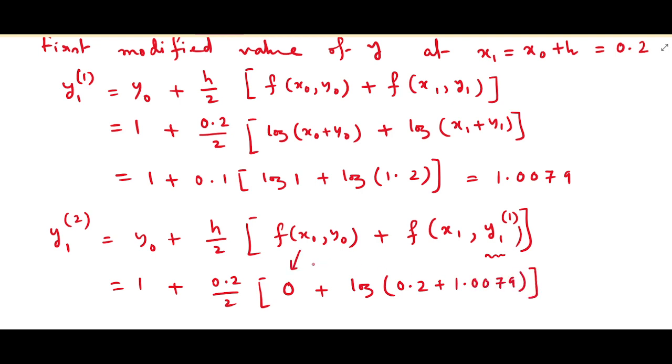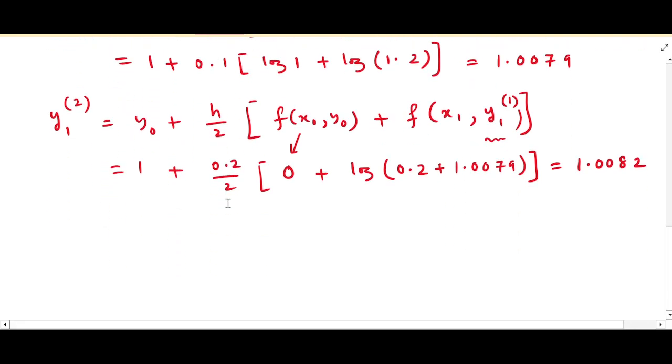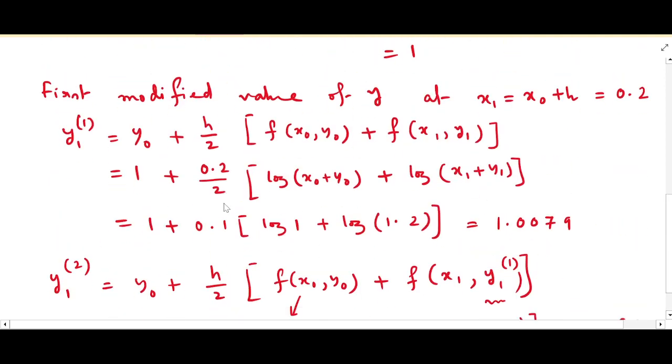So this one is 0, we already got in the previous part, and then f of x1 comma y1 to the power 1. So it will be log of x1 plus y1 to the power 1. So x1 is 0.2 and y1 to the power 1 is 1.0079. So again you can try to calculate it, and let us see what value we'll get after calculation. If you calculate it, you will get 1.0082. Okay, so take the help of a calculator.